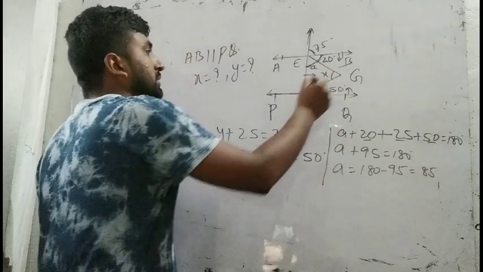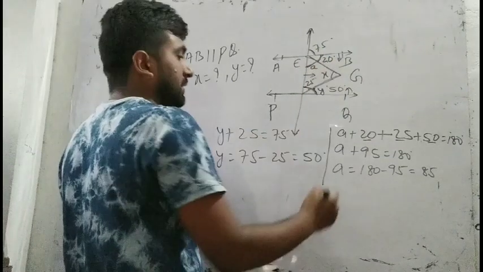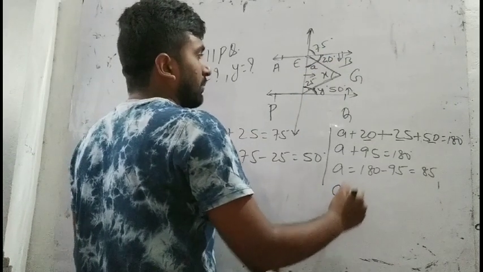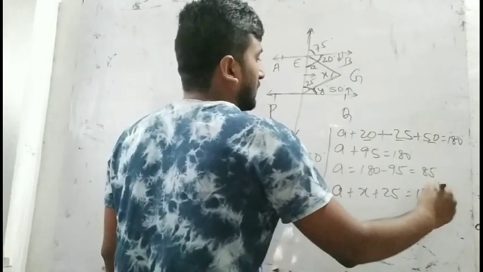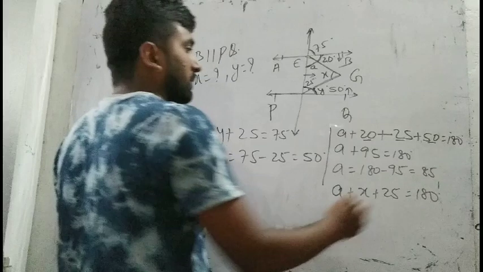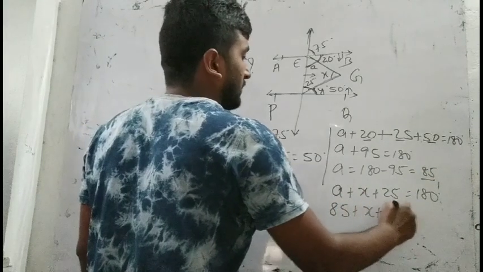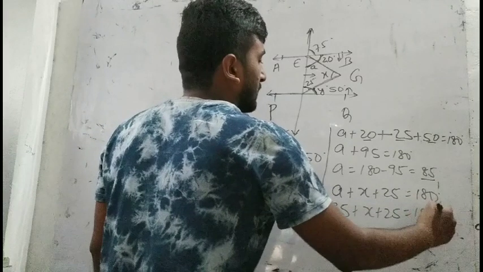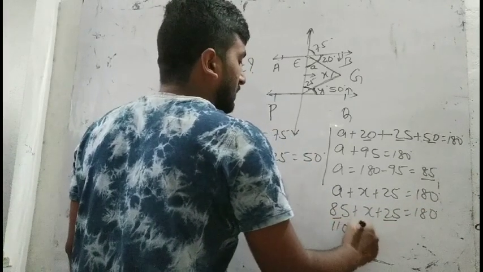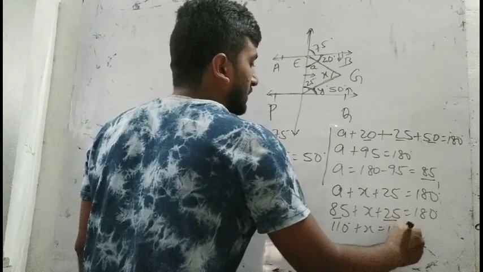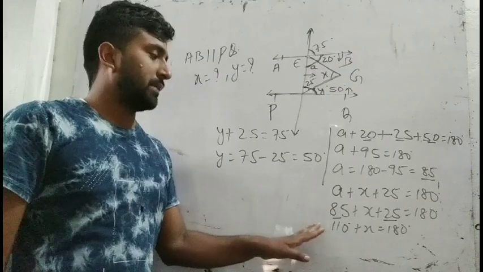Now in this triangle, the sum of the angles is equal to 180 degrees. So angle A plus x plus 25 is equal to 180 degrees, and the value of A is equal to 85. Here 85 plus x plus 25 is equal to 180 degrees. So 85 plus 25 is equal to 110 degrees, plus x is equal to 180 degrees. Now you can find the value of x, which is equal to 70 degrees.